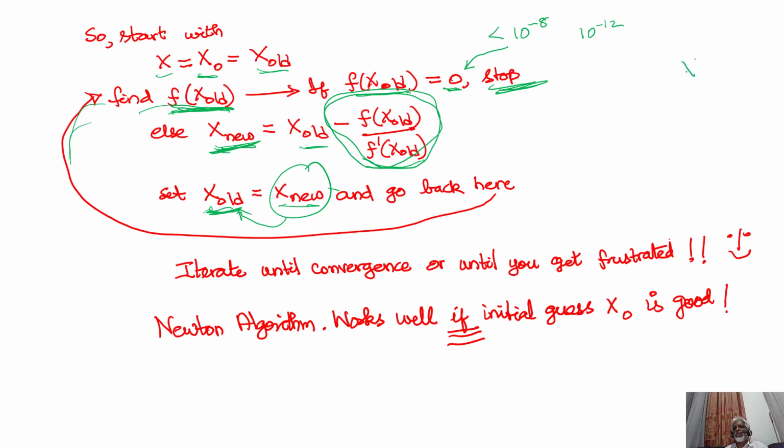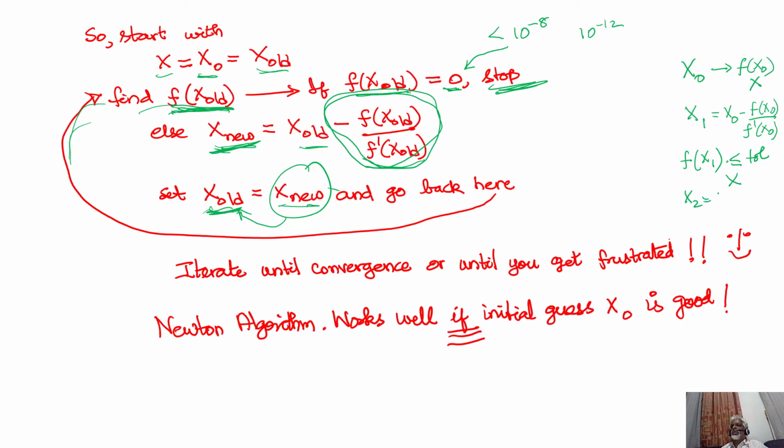So you will start at x naught, then find f of x naught. If this is not within the tolerance, then you will calculate x1, which is equal to x naught minus f of x naught divided by f dash of x naught. Now you calculate the value of the function at x1. If it is less than tolerance, declare the answer. If it is not, then calculate x2 is equal to x1 minus f of x1 divided by f dash of x1, and keep repeating this procedure. I hope you understand how this iteration works.